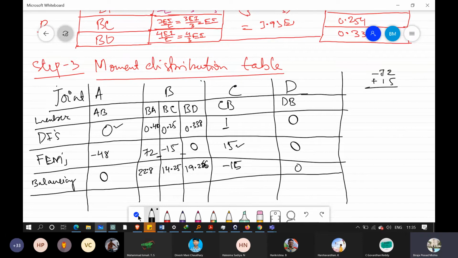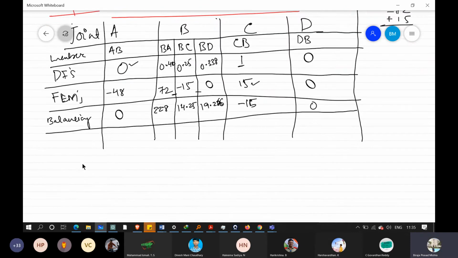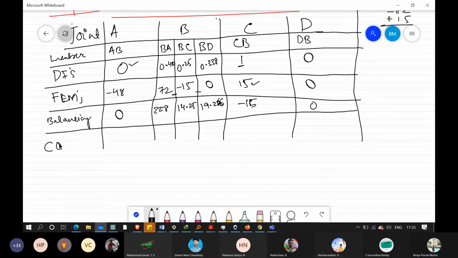Now after balancing we have the carryover factor, or carryover moment, whatever you may call it.